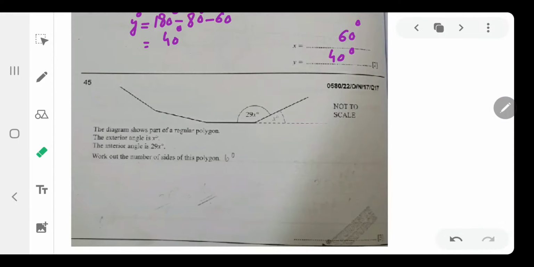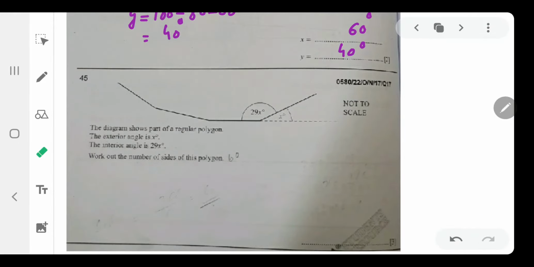Now in the next problem, we are given a diagram showing part of a regular polygon. The exterior angle is x degrees. This angle is the exterior angle, which is x degrees. And the interior angle is 29x. Work out the number of sides of this polygon.